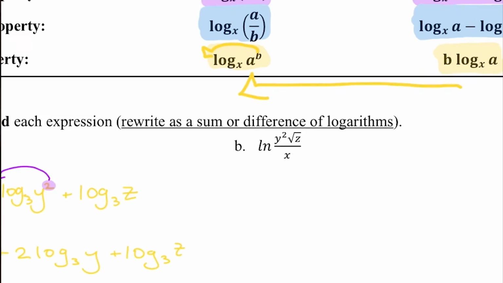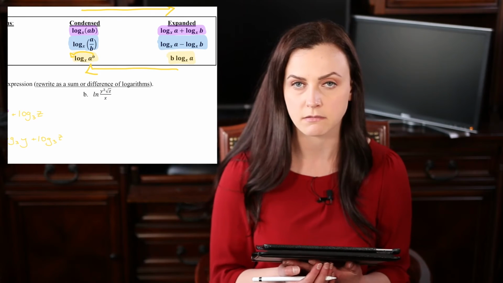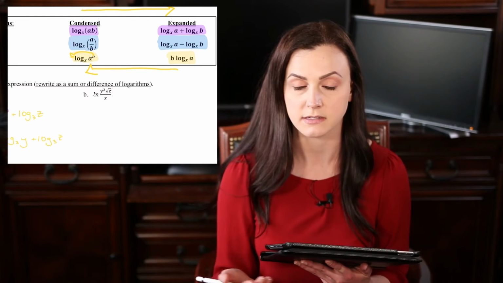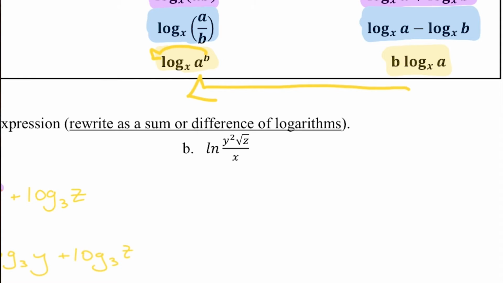This one is ln of y squared square root of z over x. ln is log base e. We just write it as ln because it's the natural log. Now this one has division in there. So we're going to start with the quotient property that says we have log of the top minus log of the bottom.